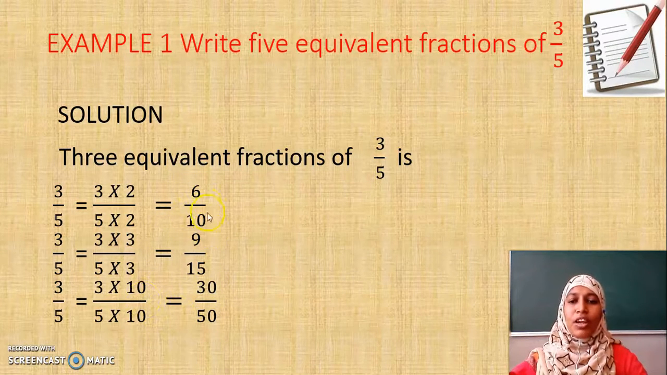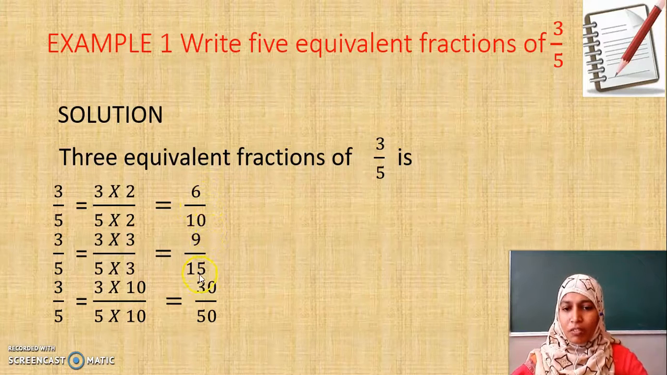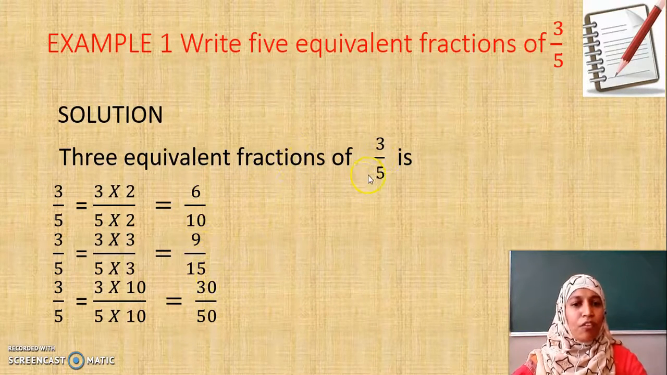So how many equivalent fractions have I found now? 3 equivalent fractions. What are they? 6 by 10, 9 by 15, 30 by 50. These are the 3 equivalent fractions of 3 by 5. Is it clear, my dear children?